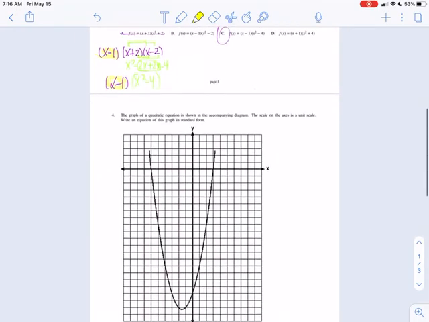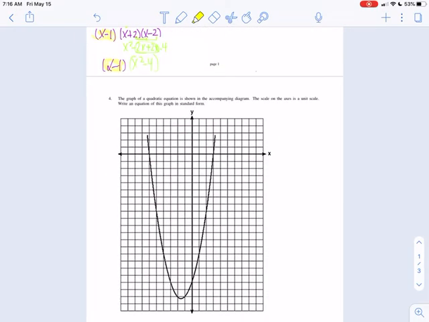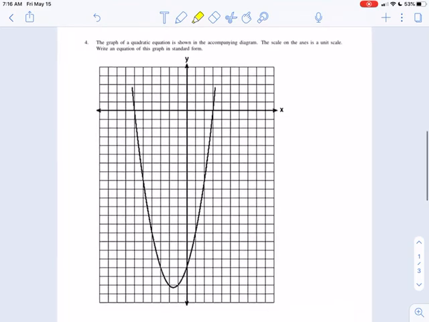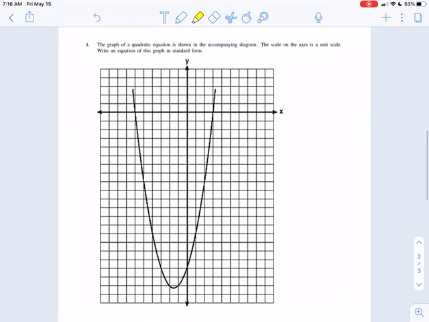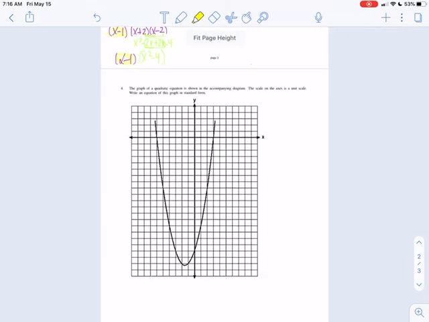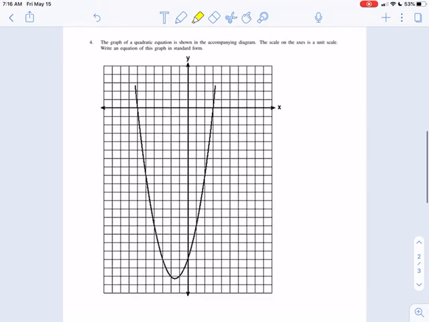And let's do number 4 together. It says the graph of the quadratic equation is shown in the accompanying diagram. The scale on the axes is a unit scale. Write the equation of this graph in standard form. That's all they've given us. So I know it's going to be a quadratic because I'm looking at a parabola, a U-shaped graph. How the heck am I going to get its equation?